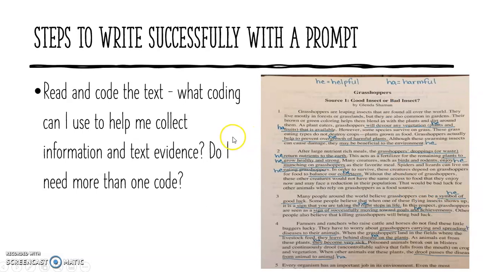Okay, so now it's time to read and code the text. So that's what I did. I read and I coded. Look at my model. Notice that not every single thing is coded. Not every single thing is underlined. I'm only underlining keywords and phrases, key information that will help me answer the prompt. Basically, we're coding to collect text evidence. It's the only reason we're doing that, obviously, other than gaining information about grasshoppers. So notice what I did here. I only coded with HE for helpful, HA for harmful. Remember, I haven't made my choice yet, so I'm collecting information on both. And then I'm going to decide what is my opinion. Are they helpful or are they harmful?